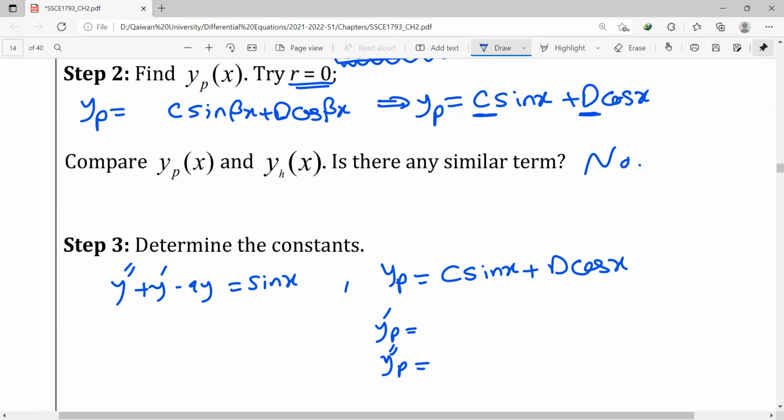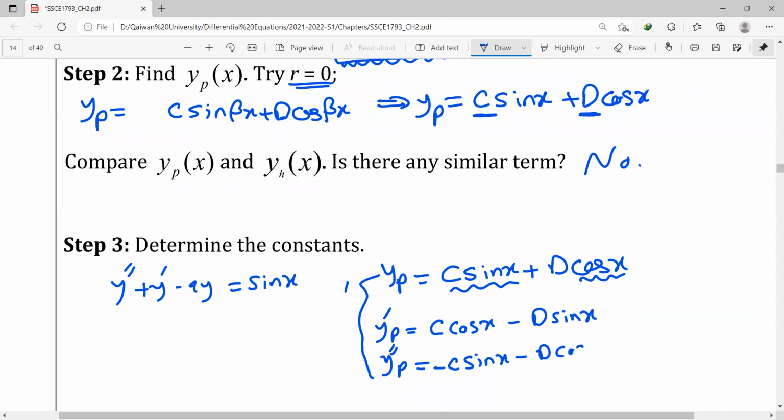Then we replace them into the function, and then we can find the values of C and D. Let's do it. What's y prime? The derivative of sine is cosine, so you get C cosine x. And the derivative of cosine is negative sine, so you get minus D sine x. Then for y double prime, we take another differentiation. We get minus C sine x minus D cosine x.